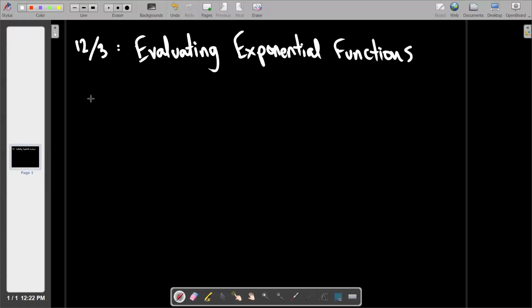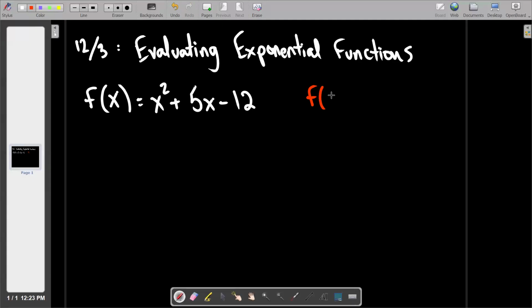So in Algebra 1, I would have given you a function like this, and I would have said, okay, f of x equals x squared plus 5x minus 12. And what I would have asked you to do to evaluate the function is I would have said, in this language, to find something like, let's do f of -3. Do you guys all remember what that lingo means?